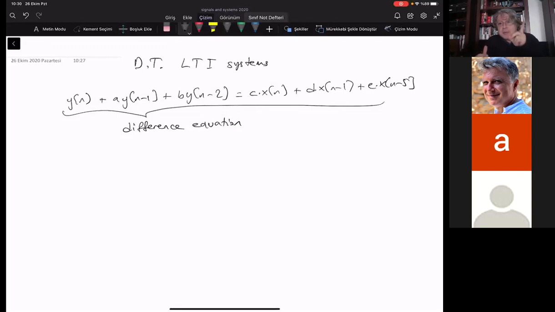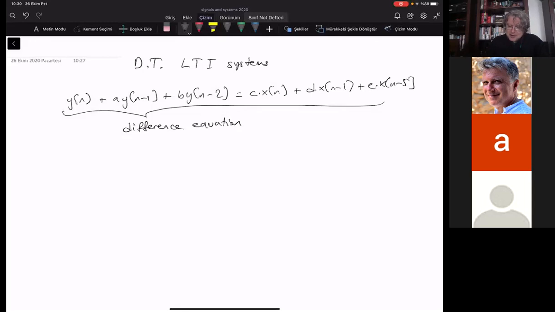One of them is the impulse response. Impulse response is a representation of LTI systems, both for discrete time and in continuous time. And the other one is difference or differential equations. And they are convertible to one another. I can give you a difference equation, and you may come up with an impulse response, for example.